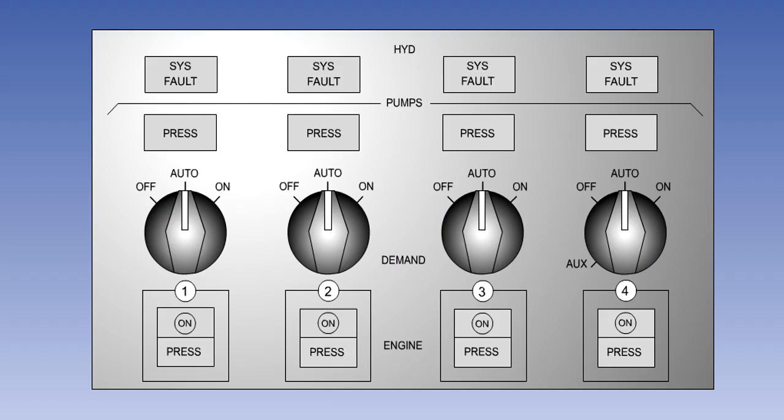Here is a typical hydraulic control panel from a modern four-engined aircraft. As you can see, it is much simpler than an older aircraft. However, again, there are four separate systems.